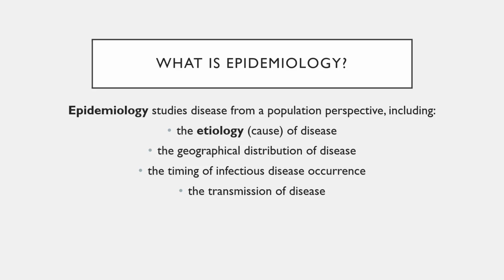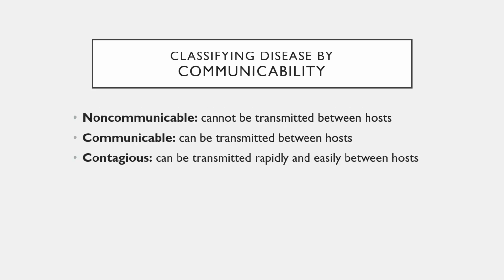So we're going to talk about how epidemiologists classify diseases in terms of these different aspects of them. One way in which diseases are classified is based on their communicability. Some diseases are considered non-communicable, meaning although they are infectious, they cannot be transmitted between hosts. An example of this is tetanus. Tetanus is a disease that can be caught when the bacterium that causes it enters through a puncture wound. However, it cannot be caught between people. In other words, it can't be transmitted between hosts.